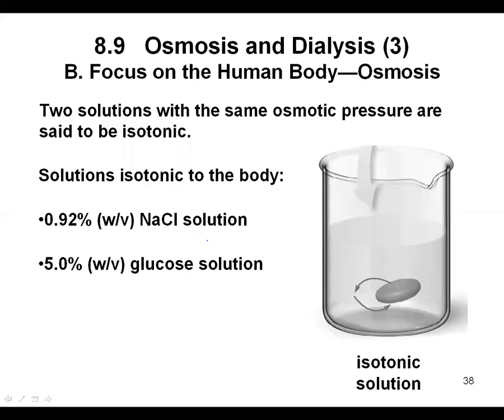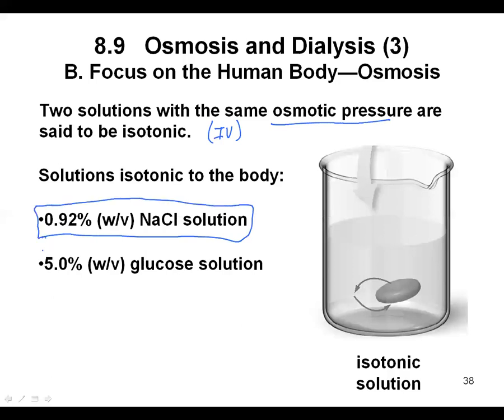And that brings us to a few different types of solutions and the relationship that we talk about. The first type of solution is what is known as isotonic. Isotonic solutions are basically solutions like we find in IV solutions. They have the same osmotic pressure as body solutions. There are really two solutions that we think of as being isotonic: 0.9% sodium chloride and 5% glucose. So these are considered isotonic solutions.